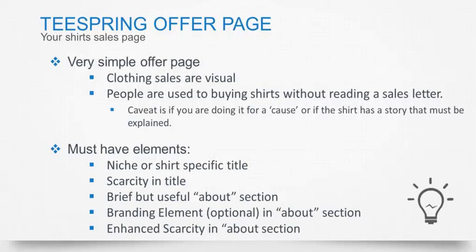All right, so number one, a niche or shirt-specific title. You can actually name your page your shirt name if your shirt has a name, or you can make a niche title or something that relates to your shirt. The title of your shirt will also be the URL to your offer page. So if your shirt was Dog Lovers, then your offer page URL would be teespring.com/doglovers. And you would send everybody to that link to buy the shirt.